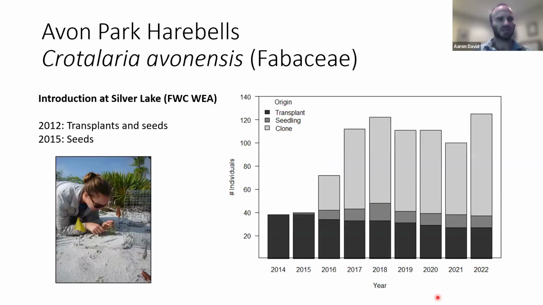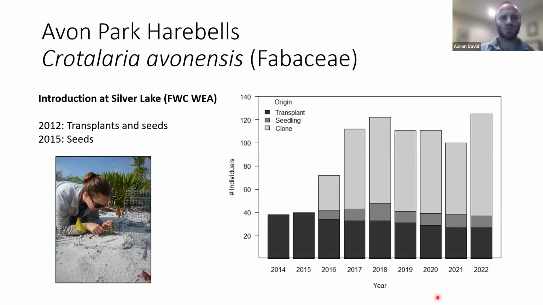Just a couple of the introductions that happened back in 2012 and then again in 2015. These use a combination of seeds that were collected from the wild populations as well as transplants. These transplants were propagated in a mix of tissue culture and then also cuttings from those tissue cultured plants. We recently analyzed the data, and this introduction, particularly from 2012, really has taken off.